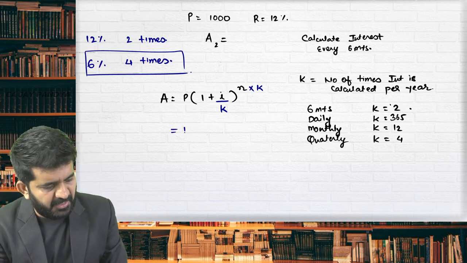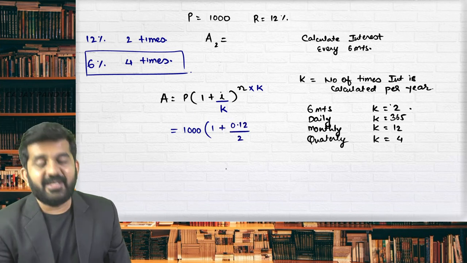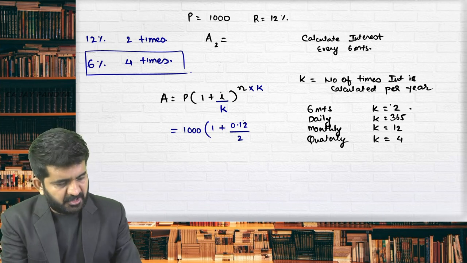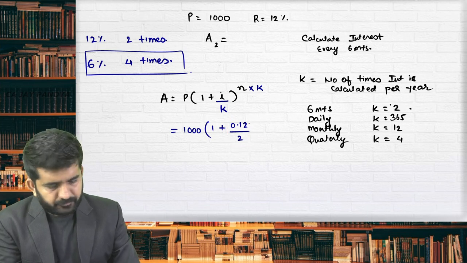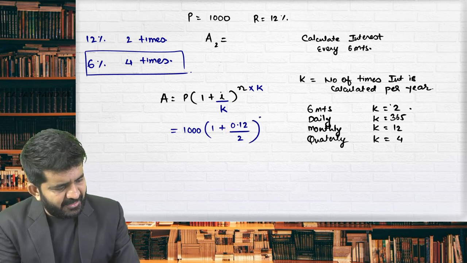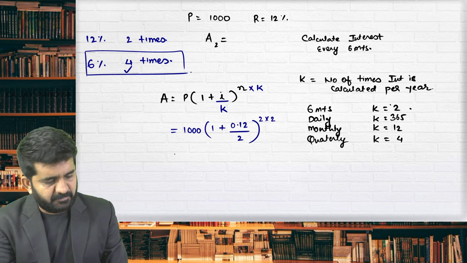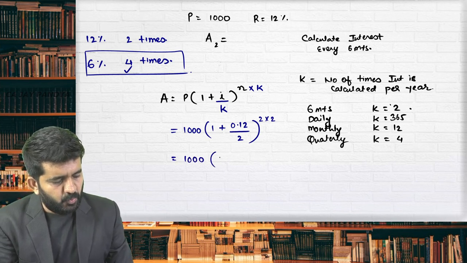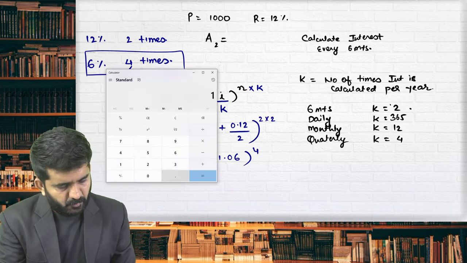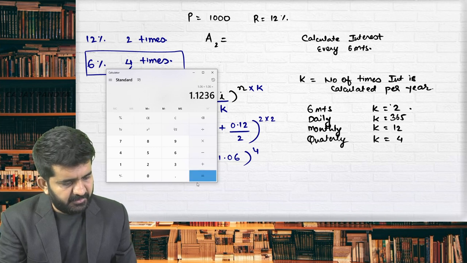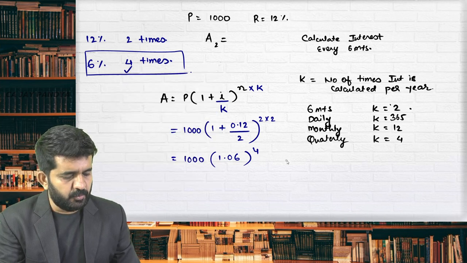What will be my answer? P is 1000 into (1 plus i), where i is 0.12, but divided by 2. It is automatically converted into 6%. Raised to n, which is 2 years, but now I am getting interest 4 times, so it will be automatically converted into 4 times. My answer will be 1000 into 1.06 raised to 4, which is nothing but 1262.